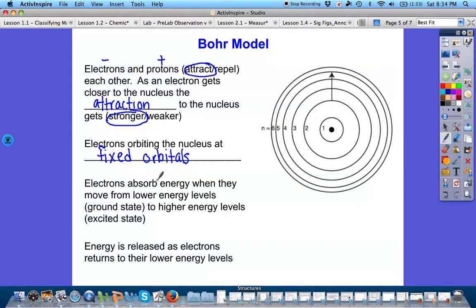Electrons absorb energy when they go from lower energy levels, which is the ground state, to higher energy levels, which is the excited state. So just like you need energy to be able to climb a set of stairs, electrons need to absorb energy in order to go from ground state to a higher energy state. And then energy is released as electrons return to their lower energy levels, and the energy is in the form of light.